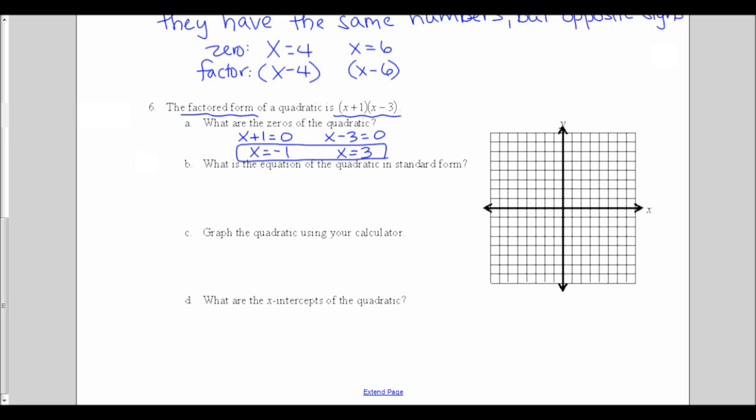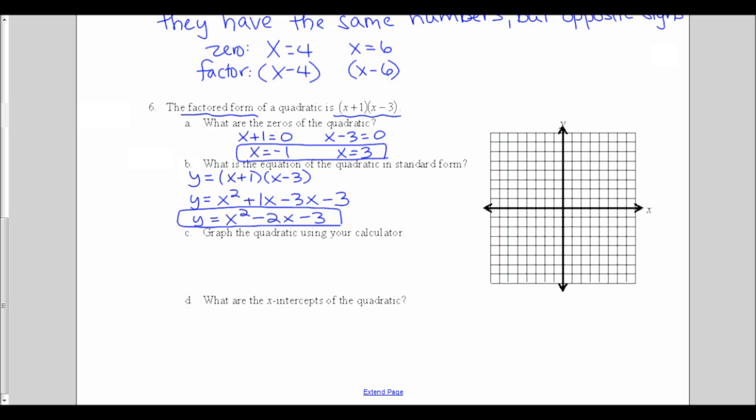Question B asks me for the equation of the quadratic in standard form. Well, I started out with factored form of x plus 1 times x minus 3. I need to either FOIL or do boxes, which will give me x squared plus 1x minus 3x minus 3. And last, I need to combine like terms. I have x squared minus 2x minus 3, and that's the standard form for my quadratic.